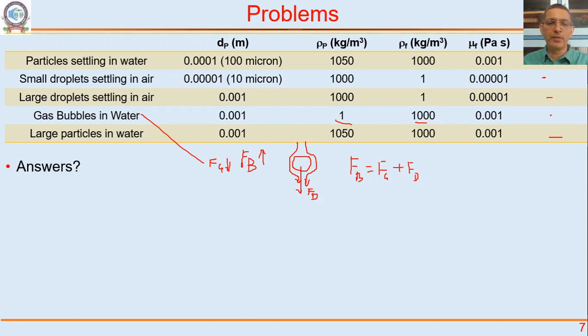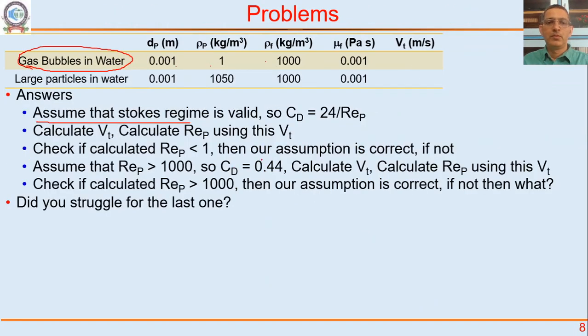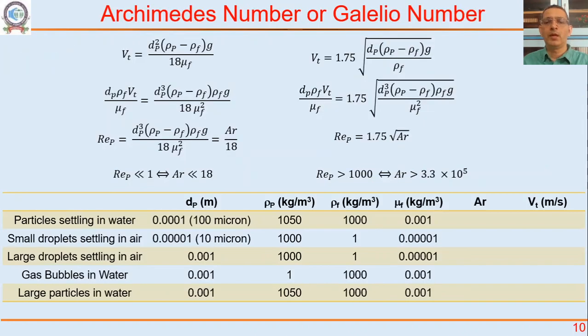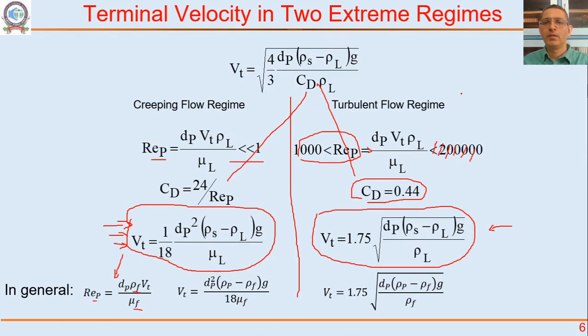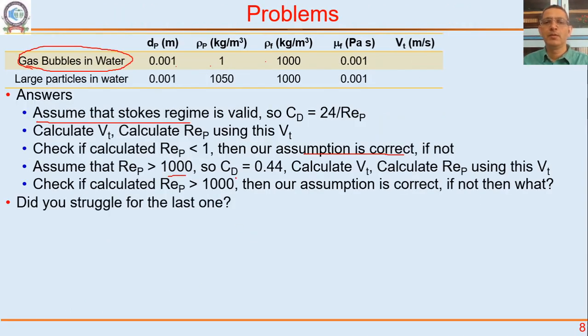And you can calculate the Reynolds number and check whether it is less than 1. So calculate REP using this VT. Check if the calculated Reynolds number is less than 1. Then our assumption is correct. But if not, then what can we do? We can assume that the turbulent flow regime is valid. Then CD is 0.44. We can calculate the terminal velocity from this expression. Again, we can calculate the Reynolds number and check whether it is greater than 1000. Then our assumption is valid.